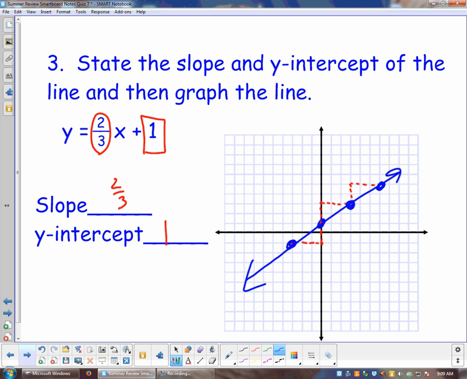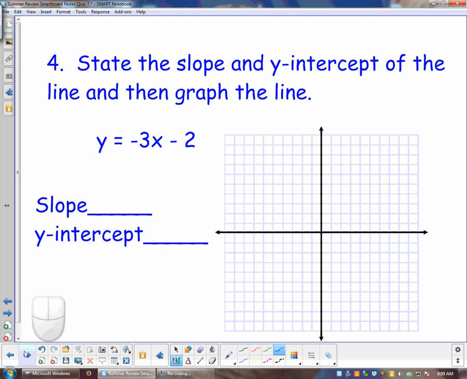Let's take a look at example 4. State the slope and the y-intercept of this line and graph. In this case, the slope is -3. It's the number that's being multiplied by the x. And the y-intercept is -2. So we're going to graph this. We're going to plot -2 on the y-axis. And then now we're going to move with a slope of -3. You can think of that as -3 over a +1. So I can go down 3, down 1, 2, 3, and over to the right 1.